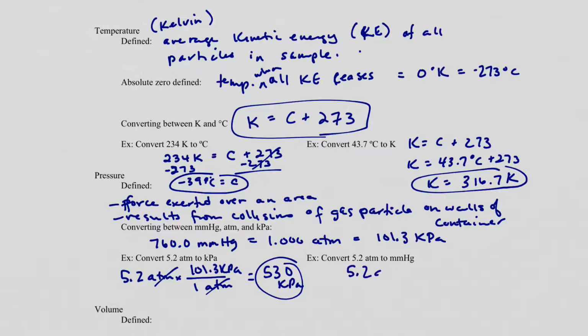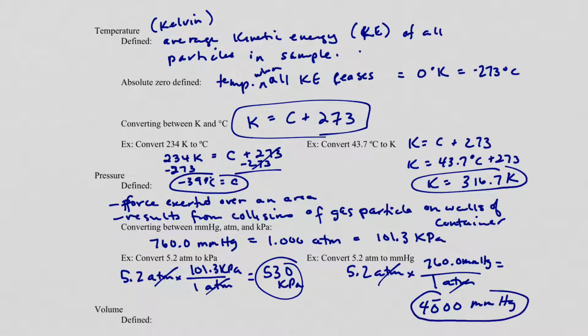Converting 5.2 atmospheres to millimeters of mercury. We need 1 atmosphere on the bottom to cancel, 760 millimeters of mercury on the top. Atmospheres will cancel out. The answer here ends up being 3,952, which if we round it to two significant figures, we get 4,000 millimeters of mercury with a bar over the hundreds place.